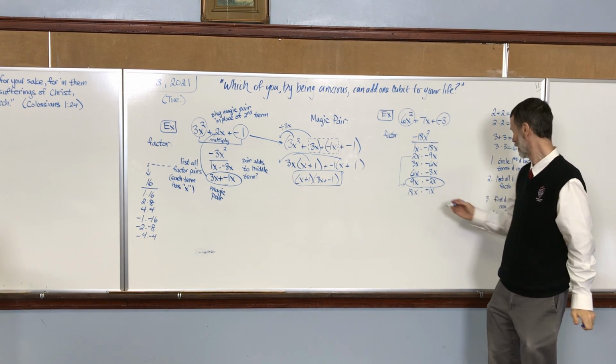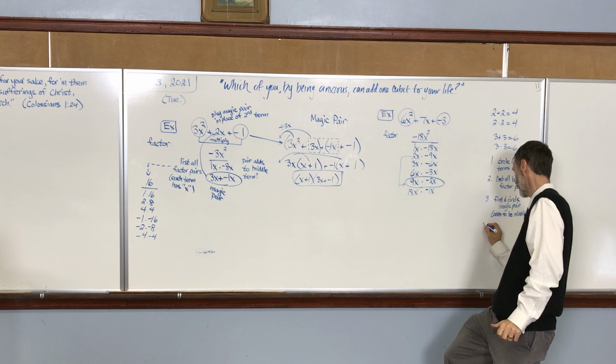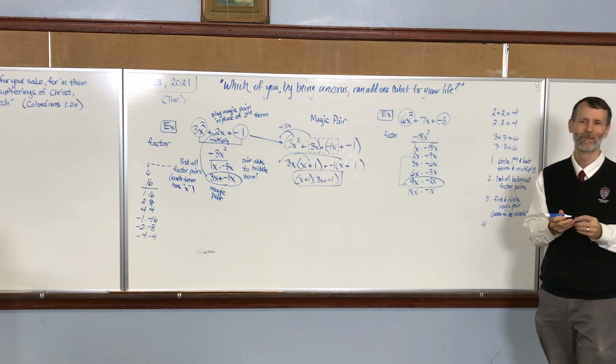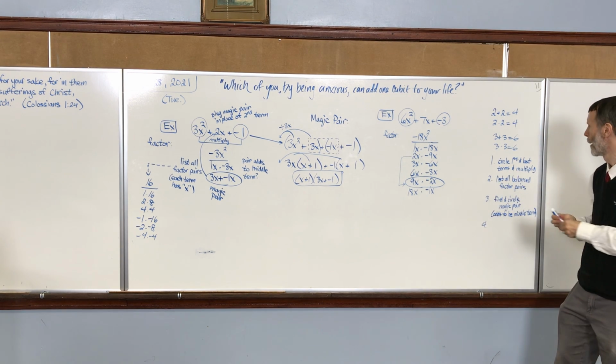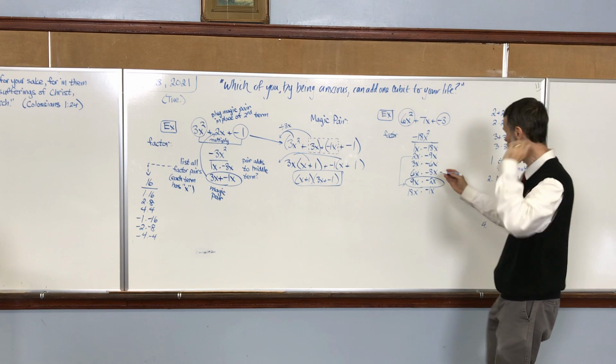So this is good. Find the magic pair. Okay. Now what? Step 4. What do I do with the magic pair? What's its purpose? Replace it with the 7x. Yeah, you plug it in for 7x.